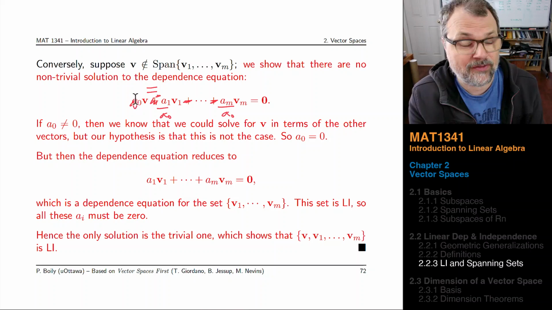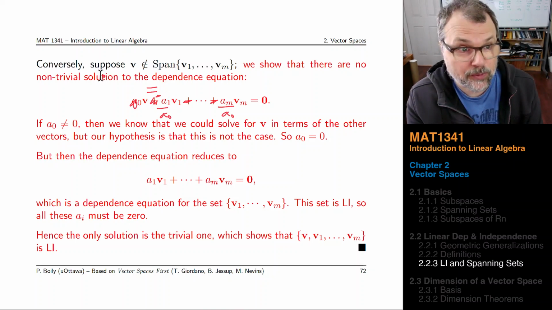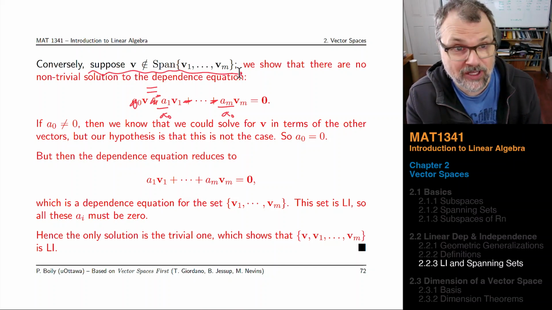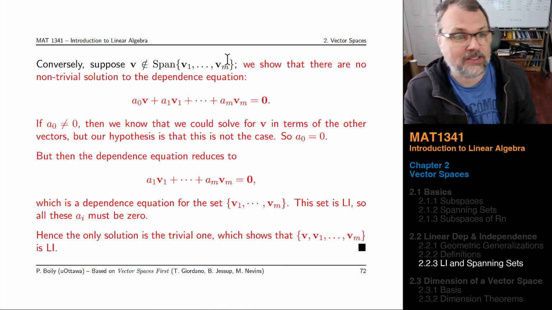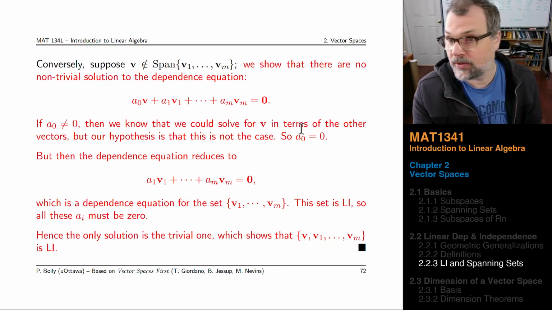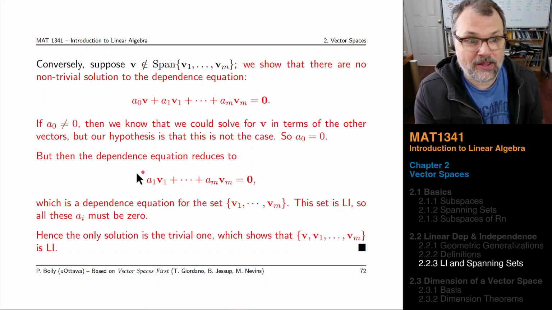And then you'd have that v is a linear combination of the m vectors. But by hypothesis, this is what we've supposed in this direction, we've supposed that v cannot be written this way. v is not a linear combination of v1 to vm. So that tells us that a0 has to be equal to 0. Otherwise, we have a contradiction. But if a0 is equal to 0, then the dependence equation that you had here basically just reduces to this one.